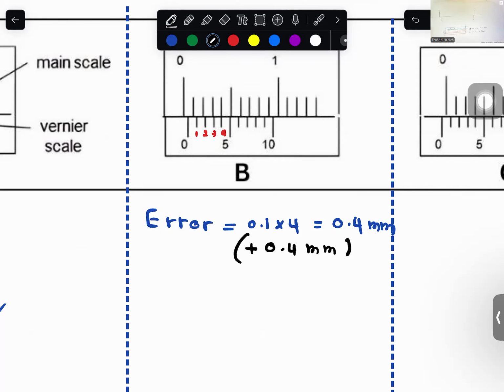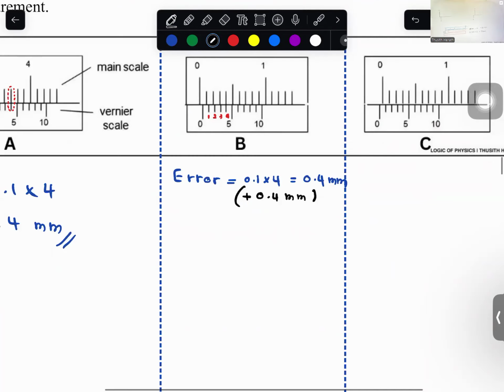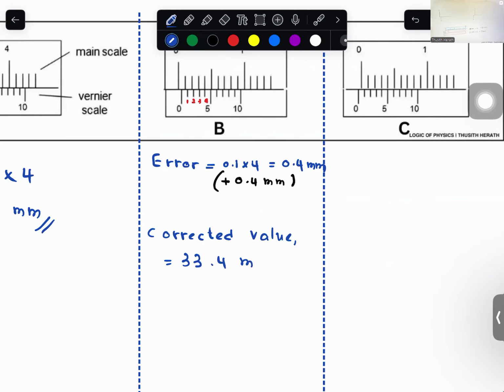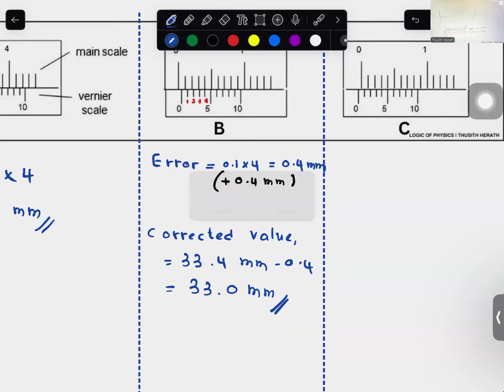To get the corrected value, we have to reduce it, right? Remember the meter rule example. So the corrected value, 33.4 minus 0.4 means 33 millimeters. No, we can't say 33 millimeters; it should be 33.0 because the least count of the instrument is 0.1. So we always have to report measurements to the nearest 0.1 millimeter, right?